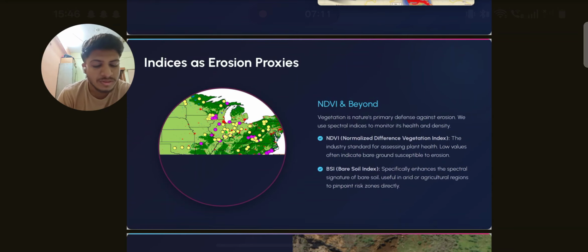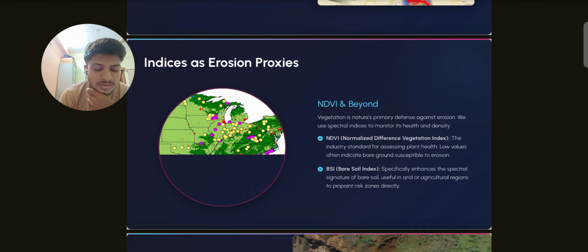Indices as erosion proxies. Indices and erosion proxies in remote sensing based erosion assessment. In remote sensing, indices and erosion proxies are quantitative indicators derived from satellite imagery that help in detecting, mapping, and monitoring soil erosion related land degradation processes. These indicators act as indirect measures of erosion intensity by reflecting vegetation condition, soil exposure, surface moisture, and topographic features, all of which influence erosion susceptibility.